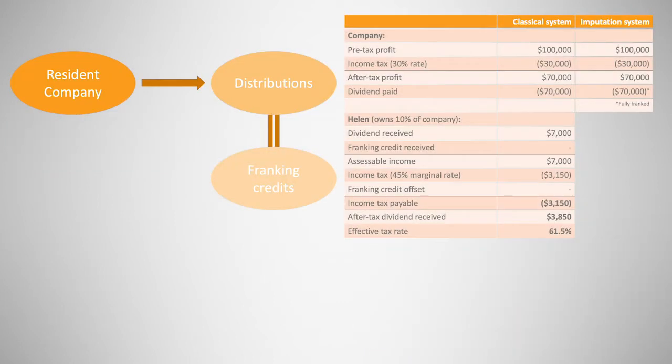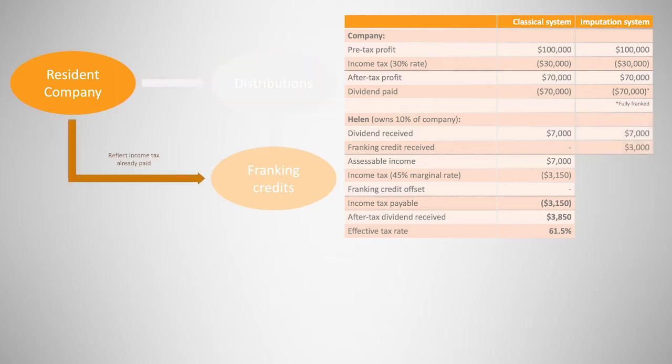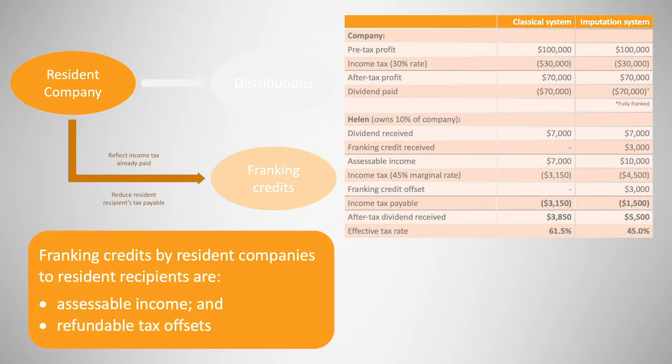Under the imputation system, a resident company's equity distributions, such as dividends, can in some circumstances have franking credits attached. Franking credits reflect the income tax that has already been paid by the company. Franking credits reduce the tax payable by resident recipients of the company's distributions. In essence, they are added to the income of the recipient of the distributions and allow an offset to the value of the credit. The net result is a savings in tax in the hands of the recipient.